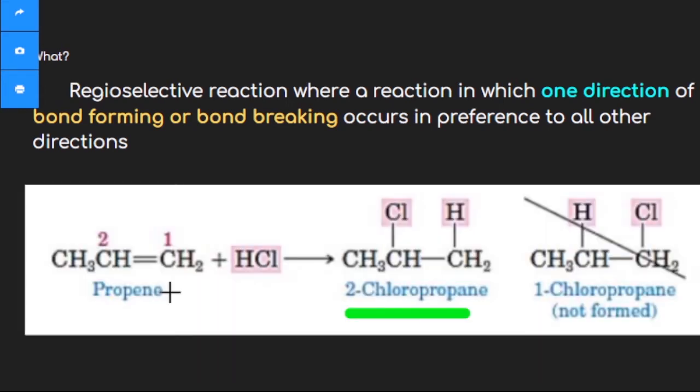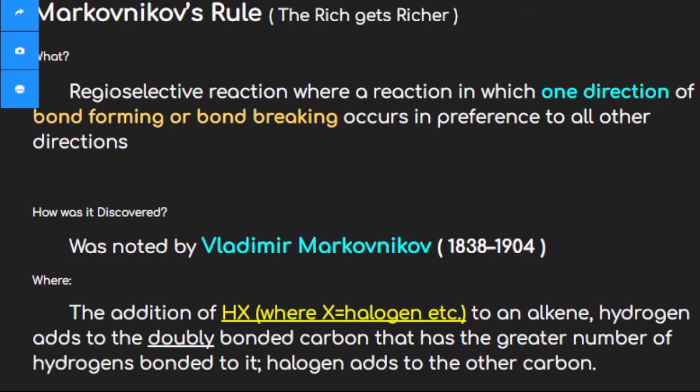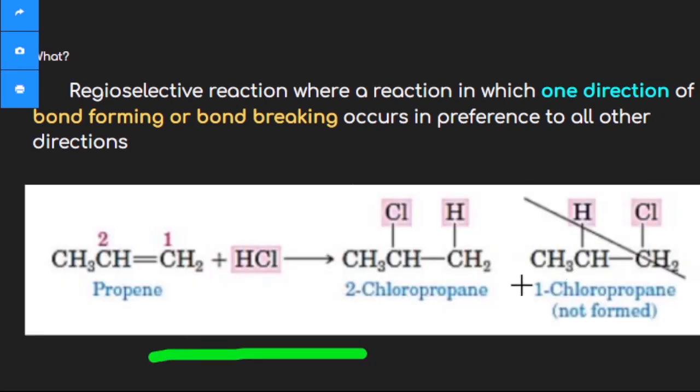An example of this will be propene turning into 2-chloropropane. So, how did this happen? If we remember the rules earlier, the hydrogen adds to the doubly bonded carbon. Okay, hydrogen adds to the doubly bonded carbon. Where is the doubly bonded carbon? It is here at the first carbon. So, we add hydrogen there.